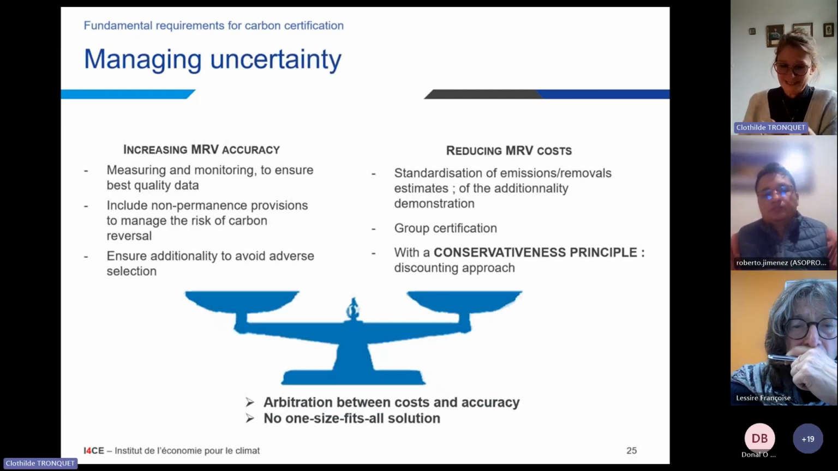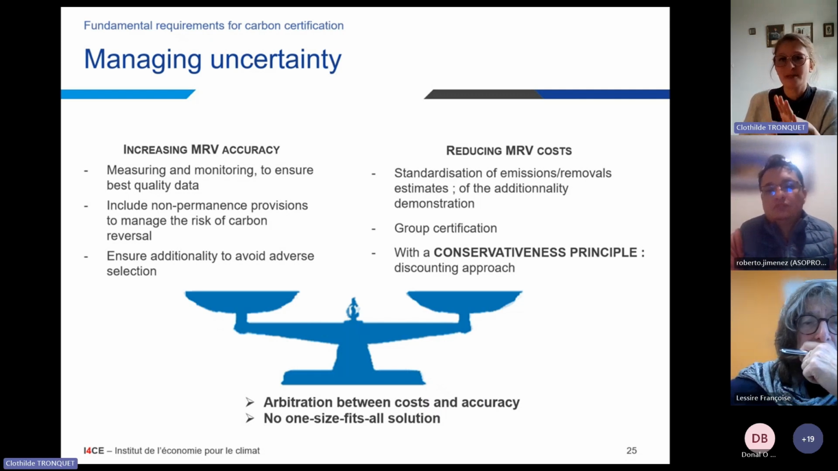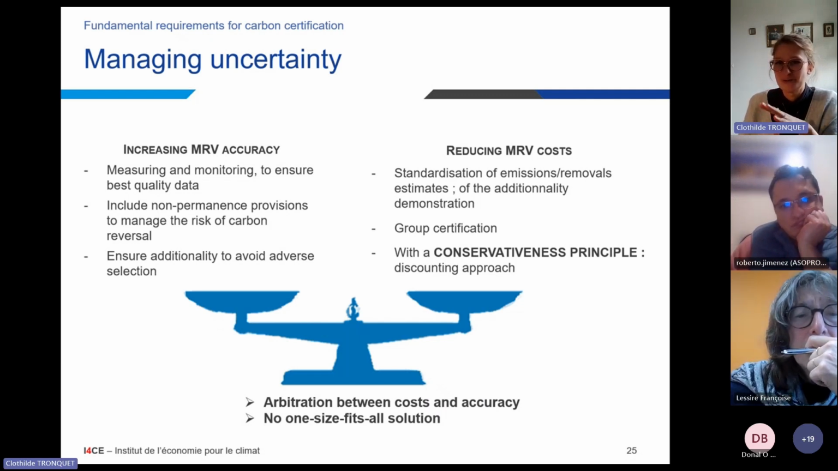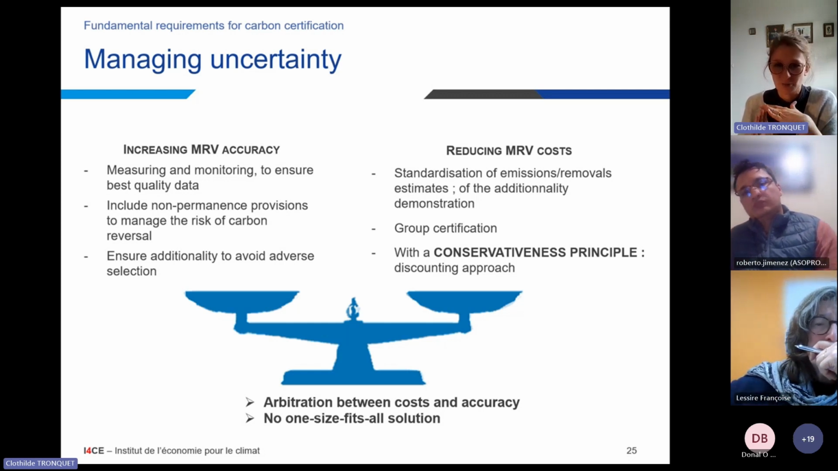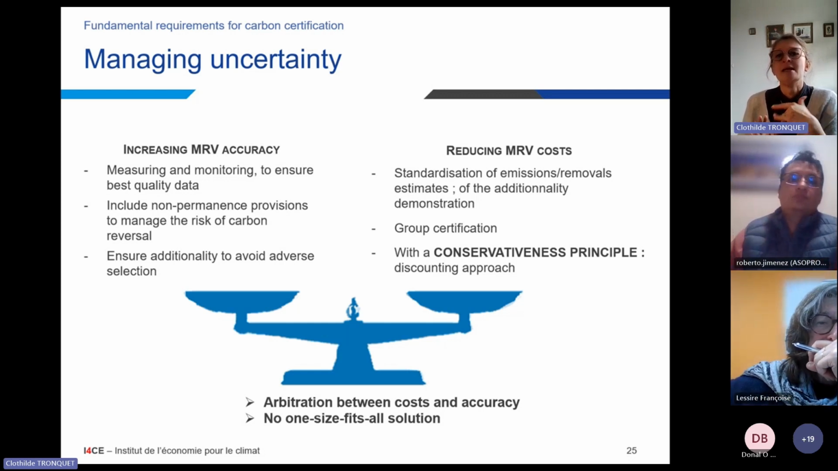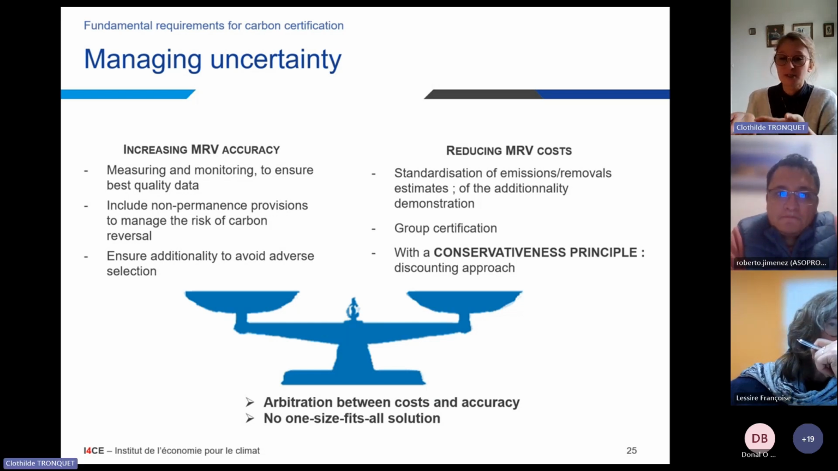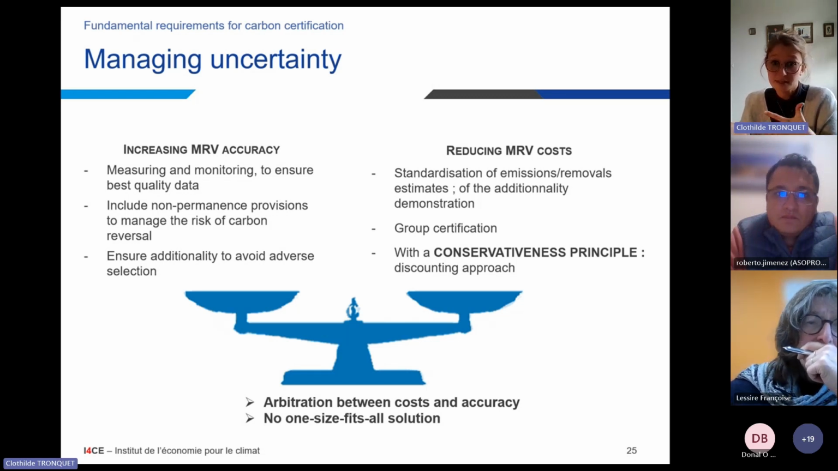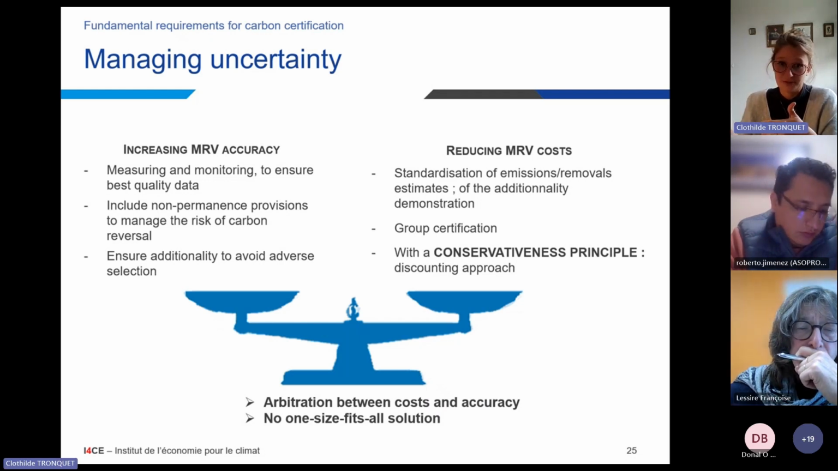This whole list of criteria may seem like, oh, that's a lot, too complicated. There are numerous criteria, it's quite complex and so on. But at the same time, obviously, you need to keep the offer attractive for farmers, for foresters, and for the financiers also. So there are a few ways to actually reduce the cost of the MRV.